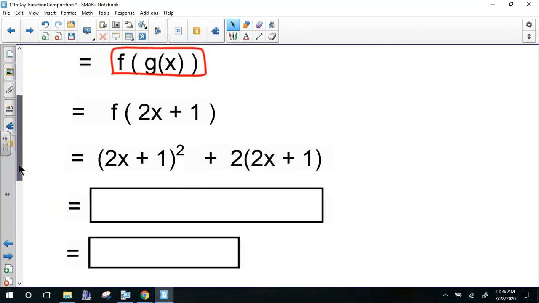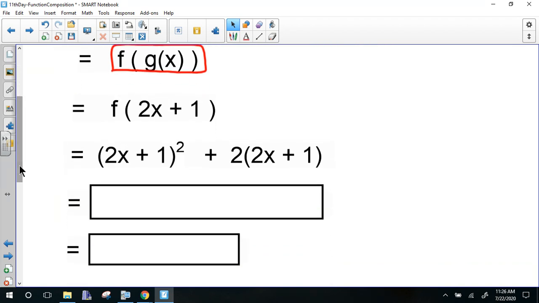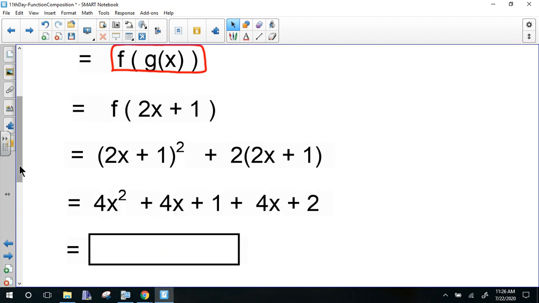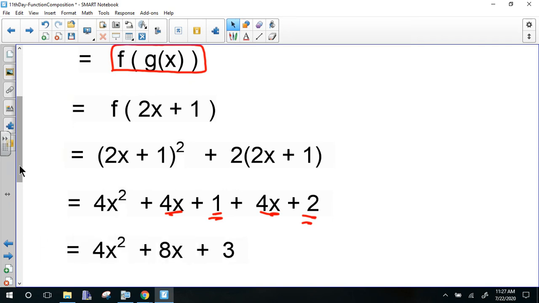And I do the math. I've got to square this one and multiply that one by 2. So this one's going to be 4x squared plus 4x plus 1. This one's going to be 4x plus 2. And I'm going to combine any like terms. The 4x's are alike, and the 1 and the 2 are constants, so they're alike. So my final answer should be 4x squared plus 8x plus 3.